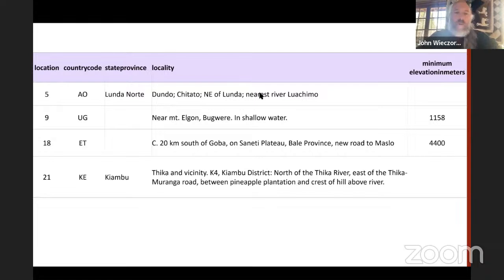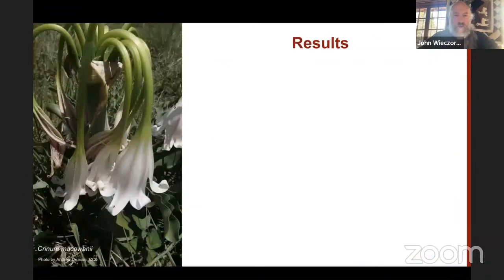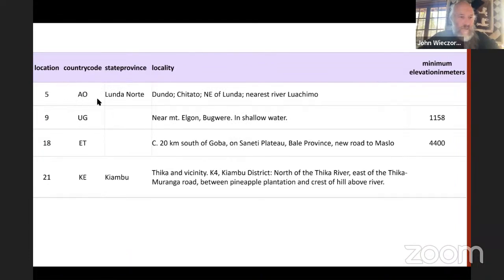So the way I approach this is to follow these point radius method steps. The first step would be to separate the location information into its parts. We were doing that by looking at separate fields here. These are higher geographic administrative areas, and here we don't know. We know that it seems to be separated into 4 separate parts: Dundo, Chitato, northeast of Lunda, and then nearest river Luachimo.